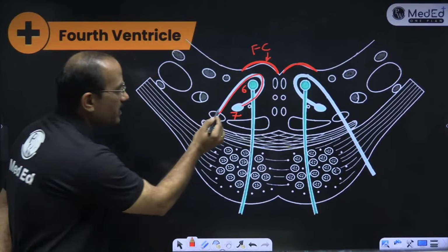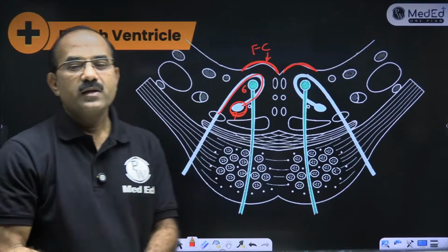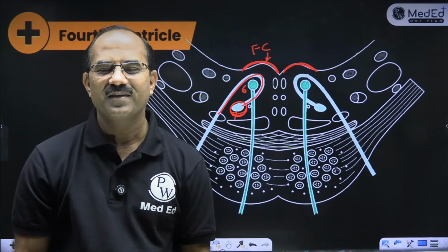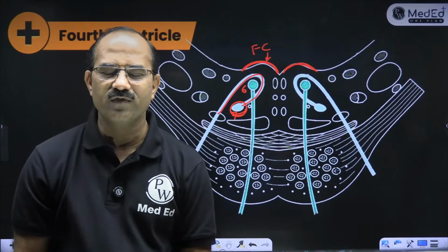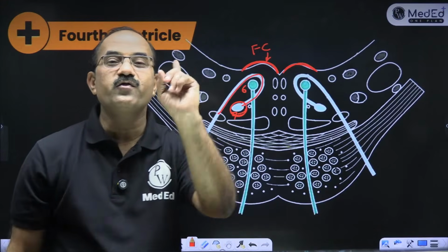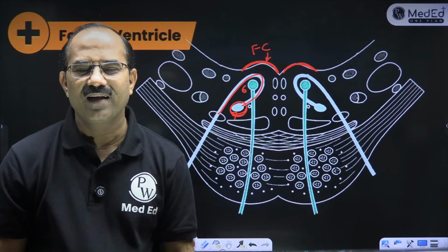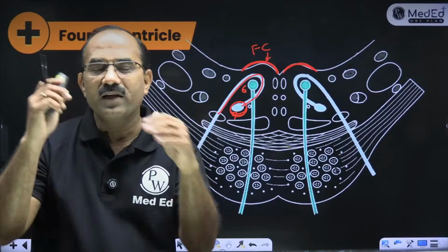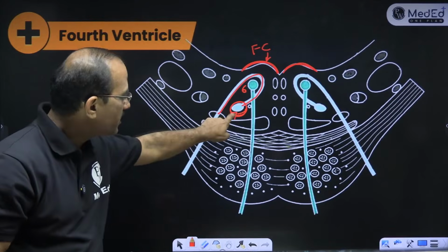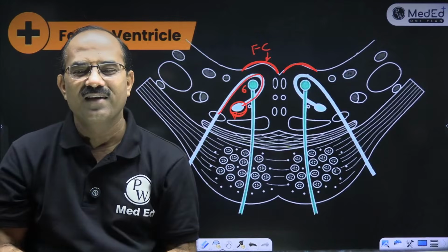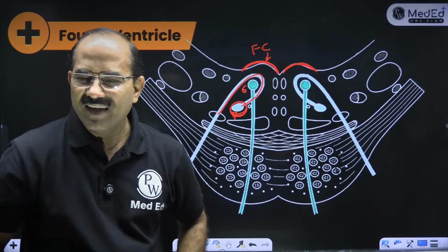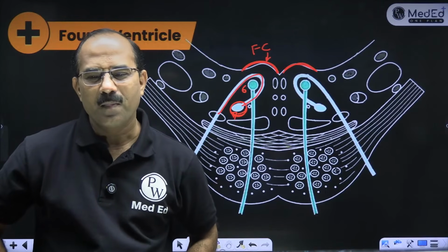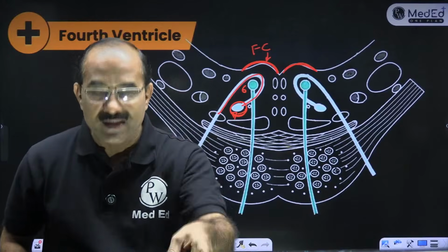Can anyone tell me the name of this nucleus of the facial nerve? What is the name of the nucleus of the facial nerve which forms the facial colliculus? So automatically the cranial nerve nuclei get revised. No, it is not solitarius. It is not nervus intermedius. It's the motor nucleus of the facial nerve. Yes, that's the motor nucleus of the facial nerve.